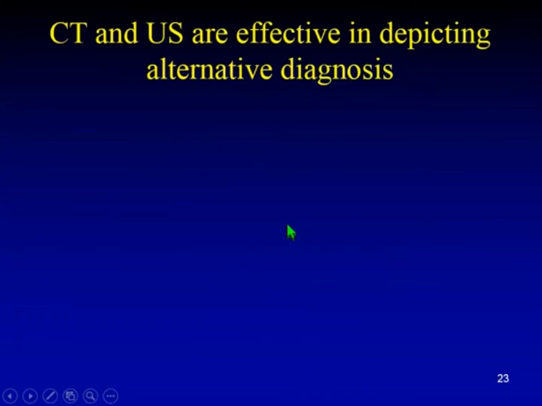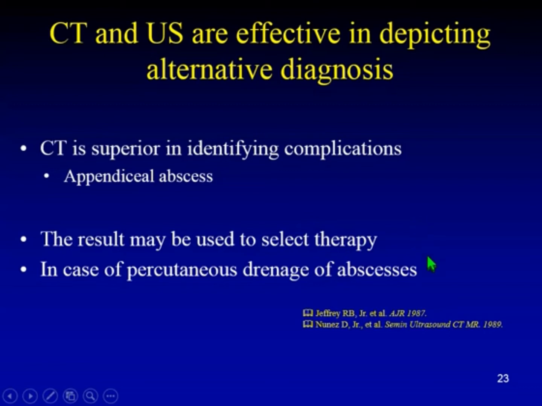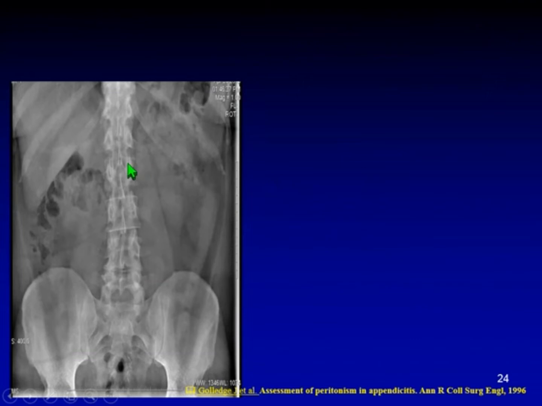CT and sonography are useful to depict alternative diagnoses, complications, abscesses as an example, or to manage a practical access to drain or to treat the abscess. I'd like to change the subject, and I'd like to change the pathological problem.